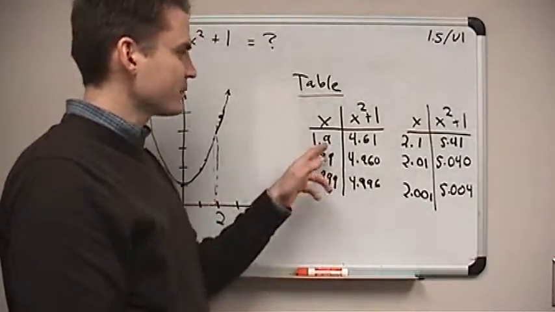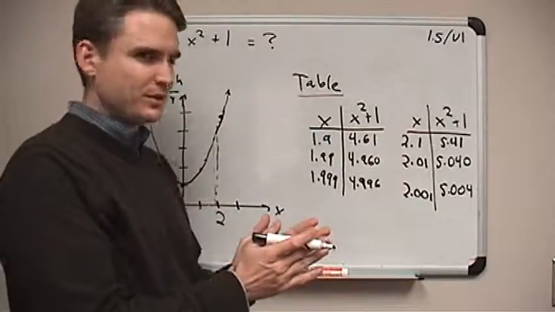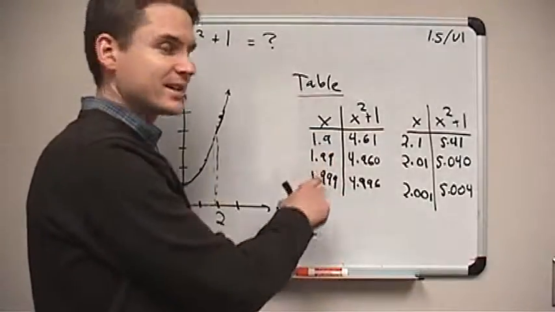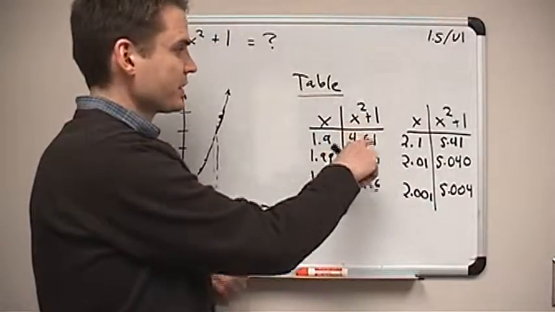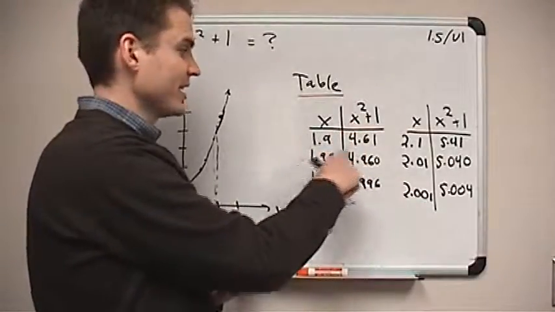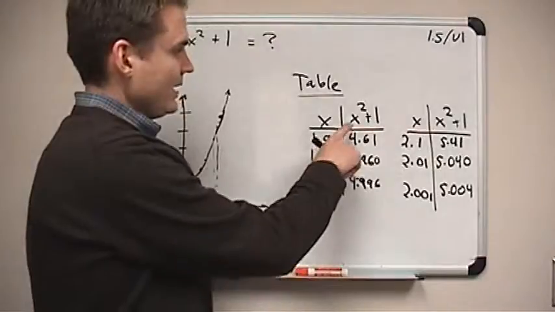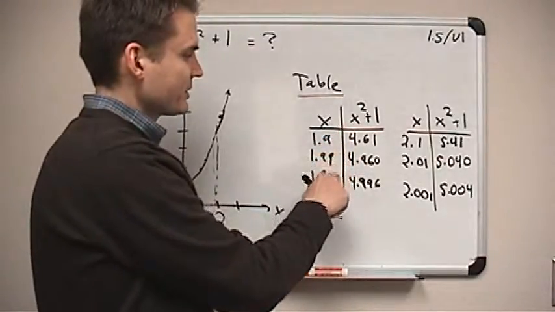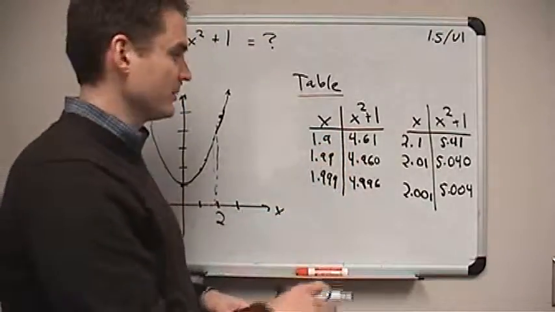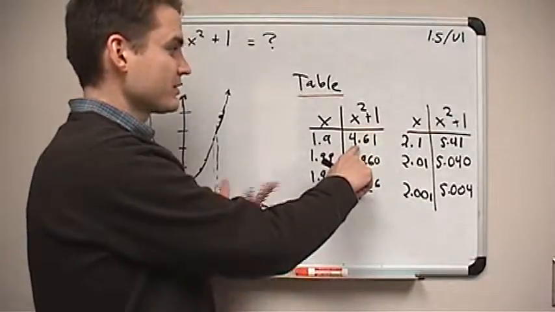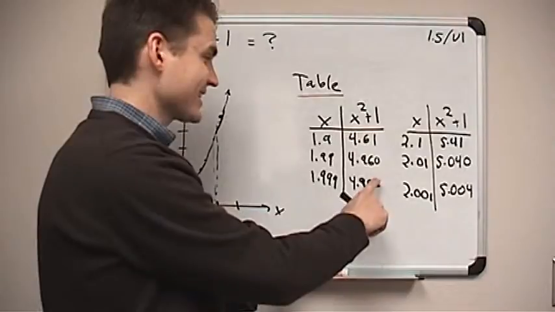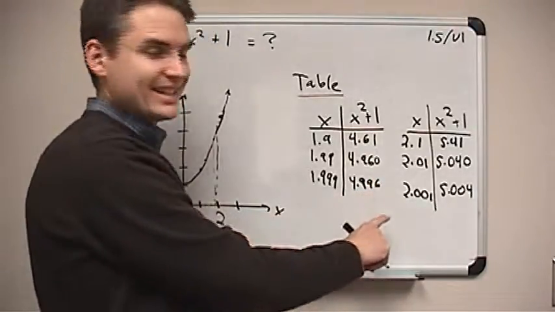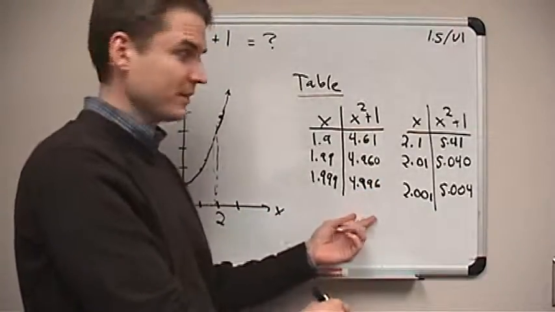So the idea here is let's put a couple of numbers that are getting closer to 2 in for x and see what we get out for y. Since this is the function x squared plus 1, I can just put these numbers into the calculator and compute y. And what you'll see is that as I put these numbers in for x, which are getting closer to 2, the y value I get out is 4.61, then 4.96 and 4.996, which is, of course, getting really close to 5.